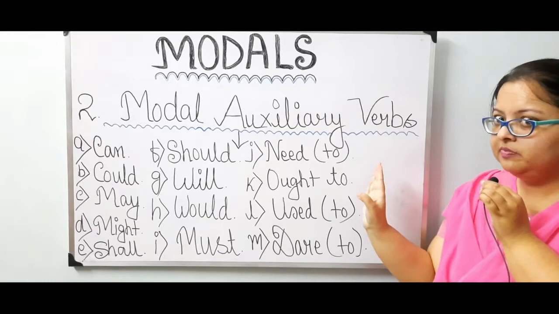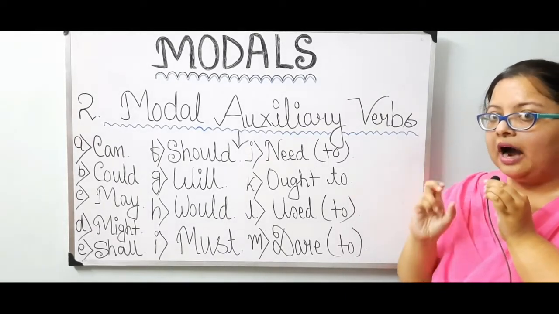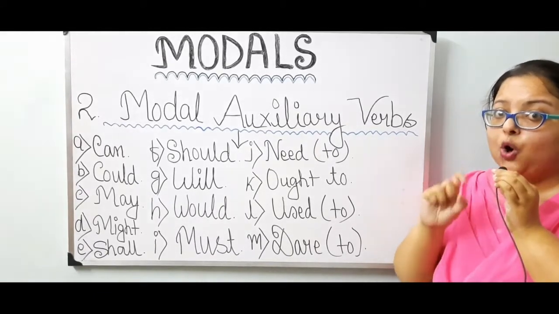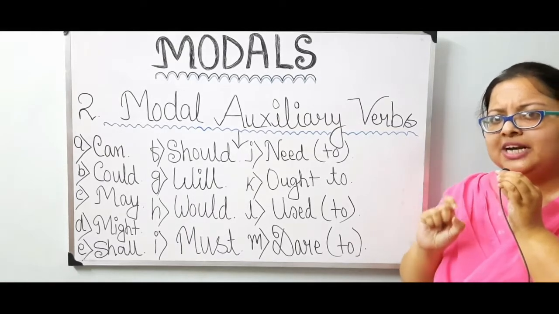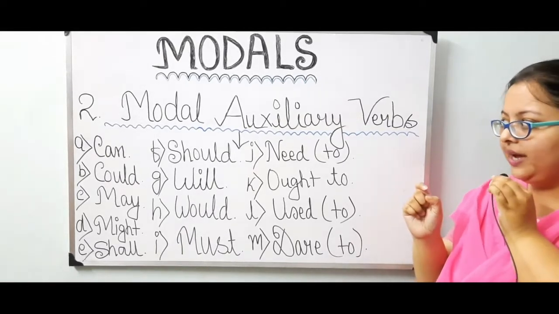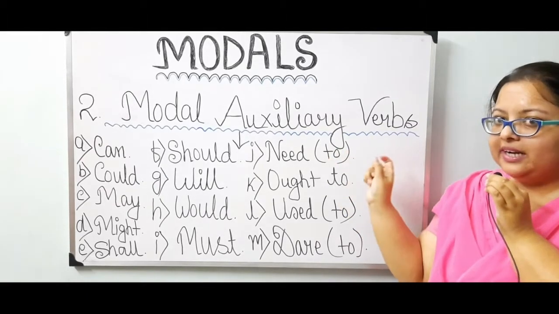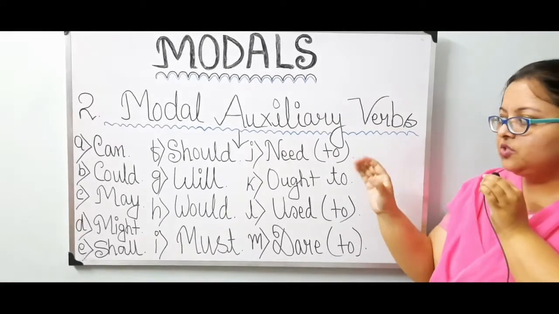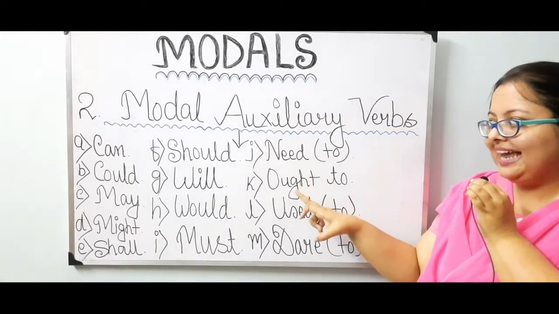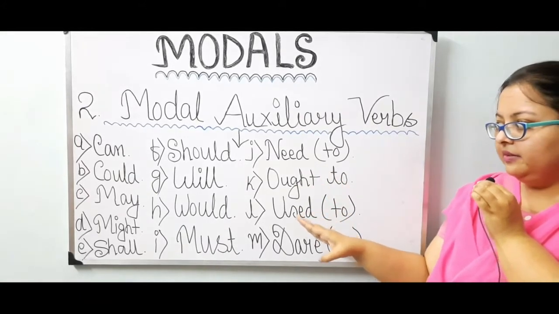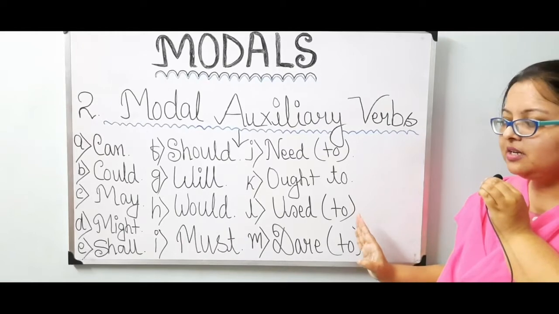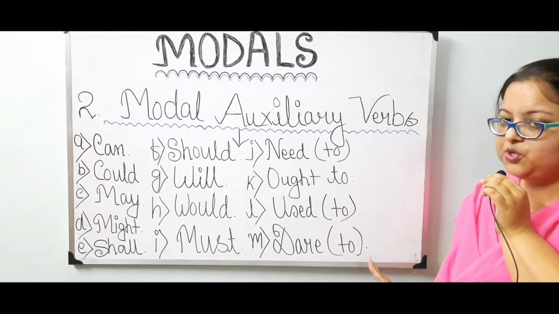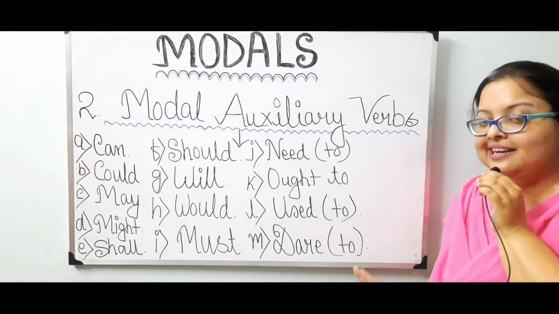Then 2 is optional. Whatever you are going to find in brackets will be generally optional. So, need and what is in the bracket over here is optional. Next, number K, ought to. Number L, used to. Again optional. Number M, dare. Then again optional, since it is in a bracket.